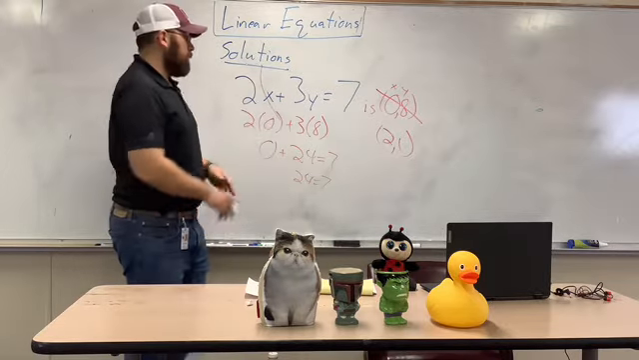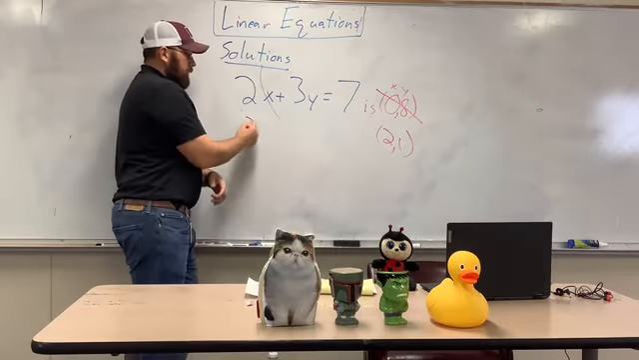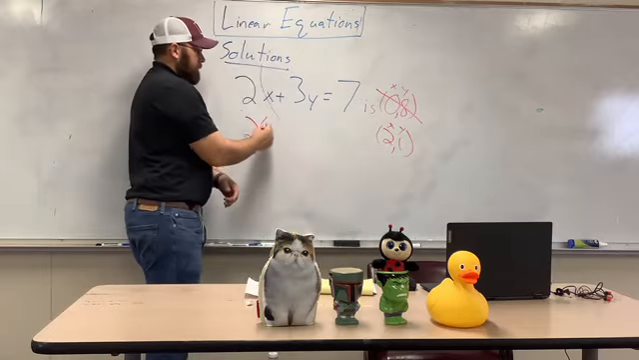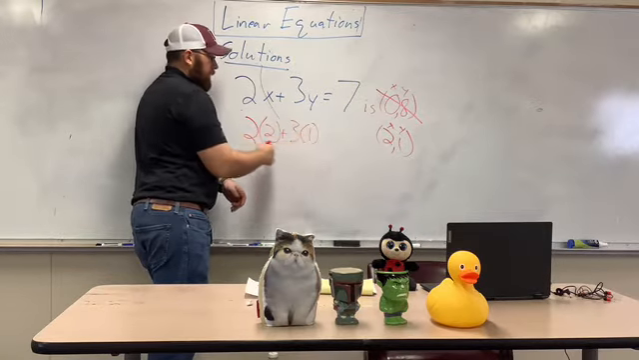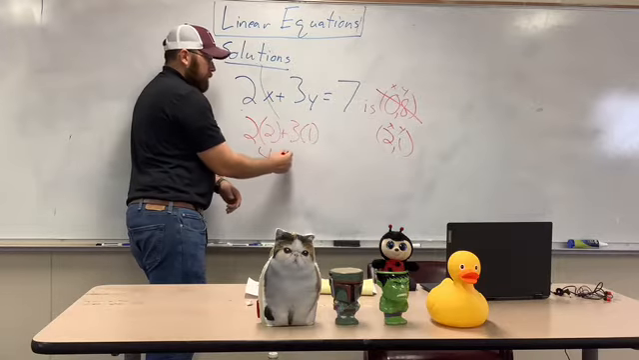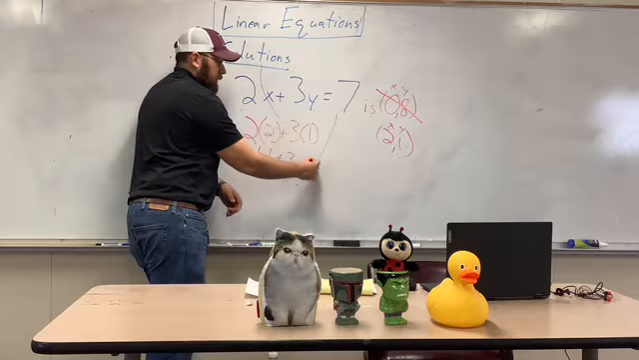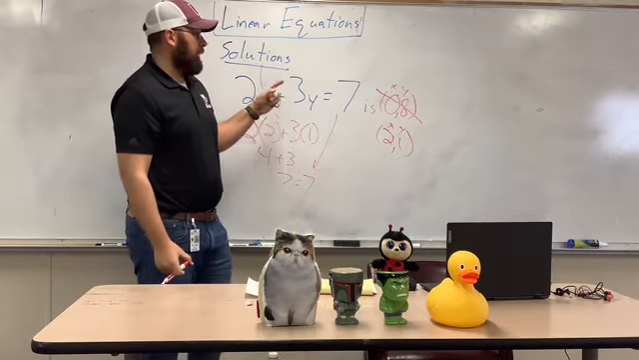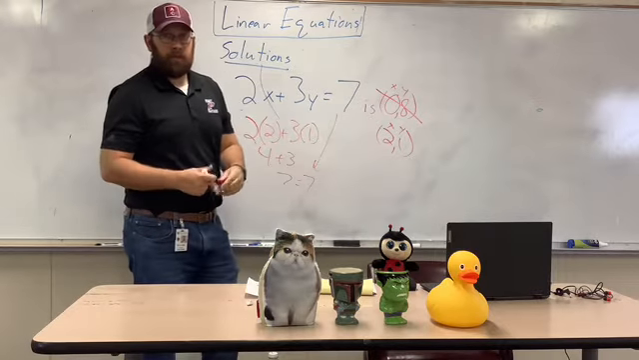Now let's try (2, 1). All right, so I plug in the 2 for my x, and then the 1 for my y. 2 times 2 is 4, plus 3 is 7, equals 7. So (2, 1) is a solution for this equation, and when we graph this line, it will go through the point (2, 1).